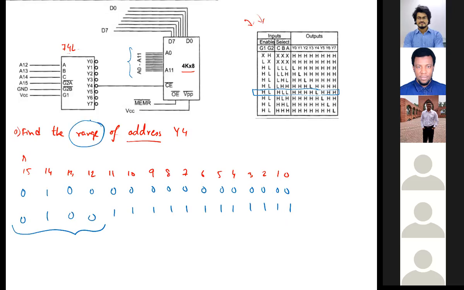So what should be your answer? You convert this to hexadecimal and you will end up getting 4000H. If you convert this to hexadecimal, you will end up getting 4FFFH. So that means this is the range of the address which is applicable for Y4. So the question is find the range of address for Y4. Your answer is the range of address for Y4 is from 4000H to 4FFFH, and this is your answer.